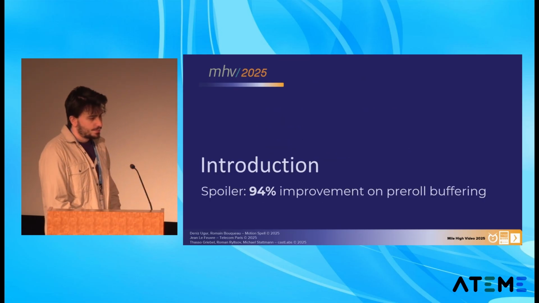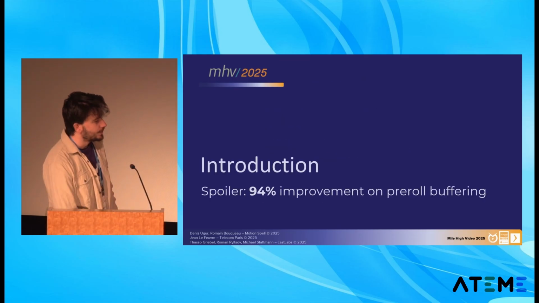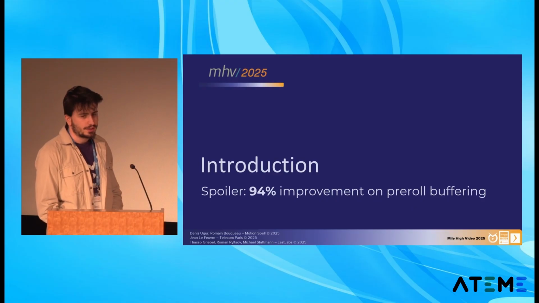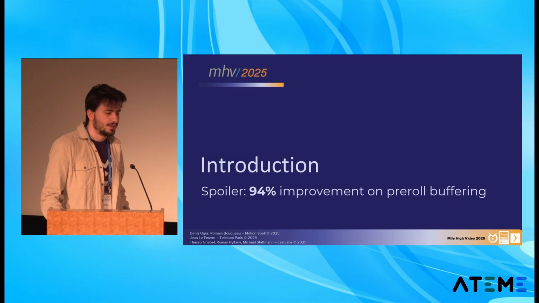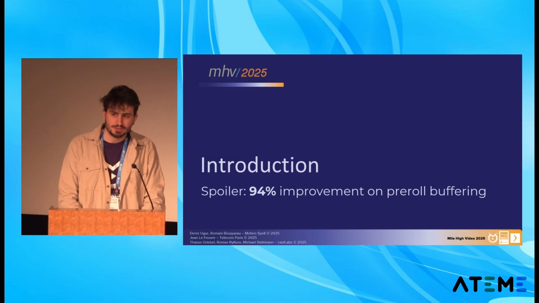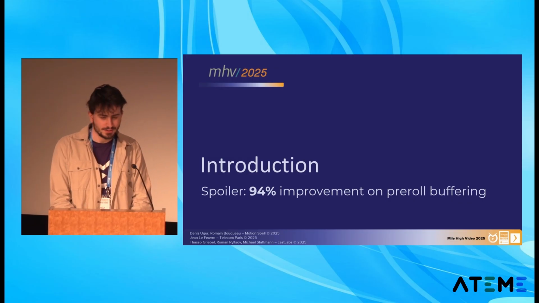To begin with, we saw around 94% improvement in the pre-roll buffering. So there are some benefits to this approach, along with some drawbacks as well.